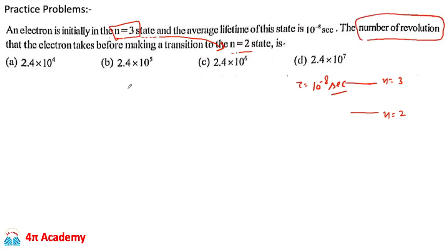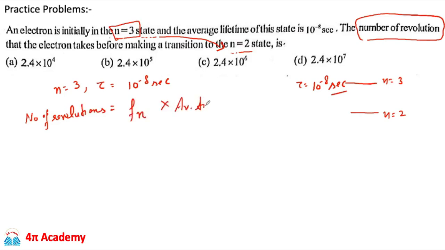So in order to find the number of revolutions, we need to find the frequency of revolution of the electron in that particular state. Now n is equal to 3 is given, and the average lifetime in that state is 10 raised to power minus 8 second, and the number of revolutions is equal to the frequency of revolution multiplied by the average time in that particular state, and it comes out to be Fn into 10 raised to power minus 8. So this we have to find, and now we have to find the value of this Fn.